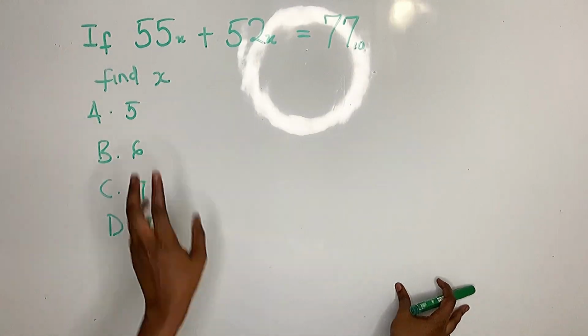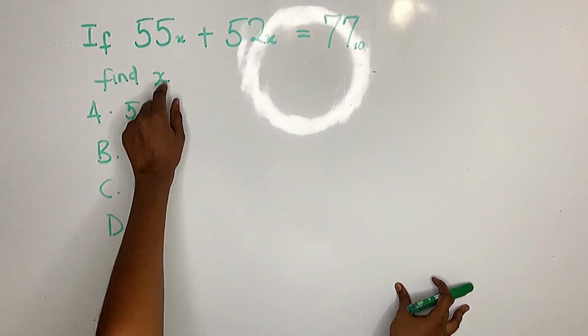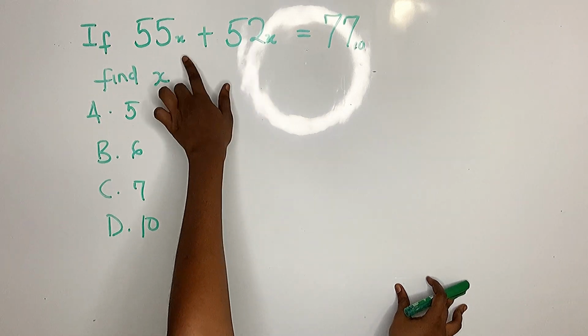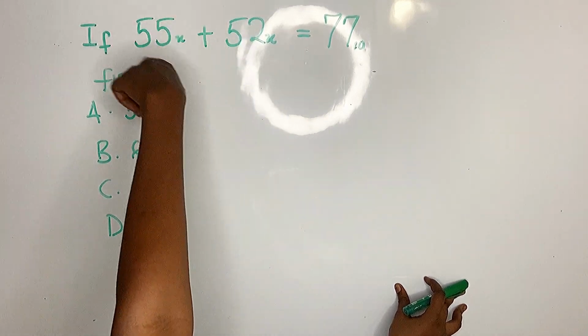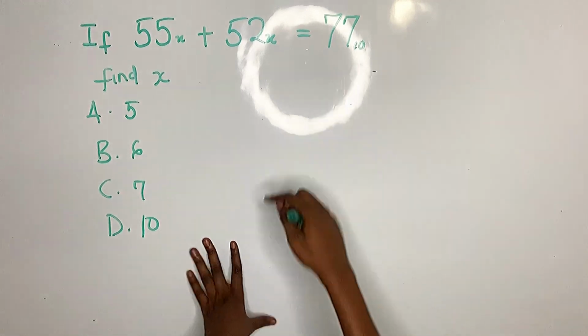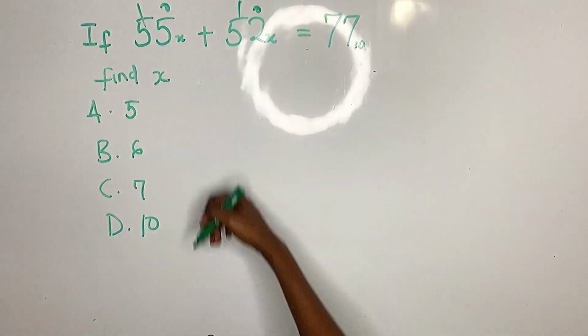Our next question says, if 55 base x plus 52 base x is equal to 77 base 10, find x. So x is our base here, okay? So now, we don't know what base this is because this is 77 in x. But let's try to convert this to base 10. This value on this side is already in base 10, okay? So we start with our count. 0, 1, 0, 1, right?